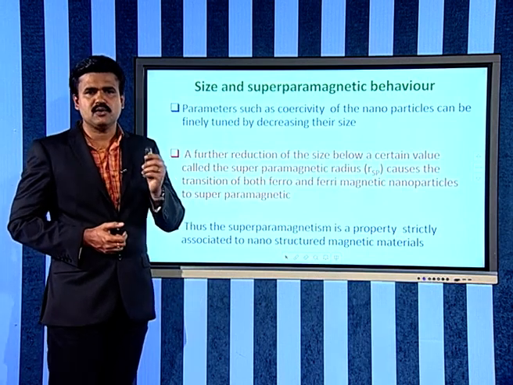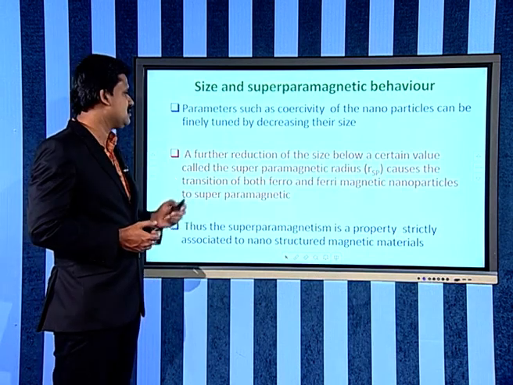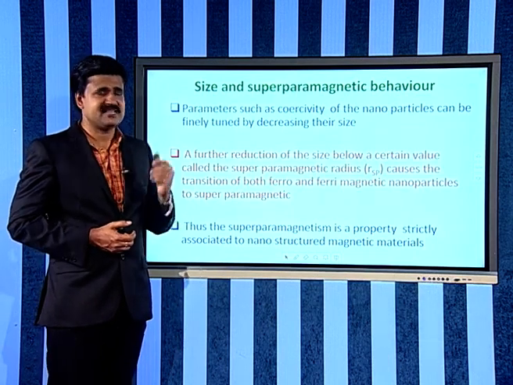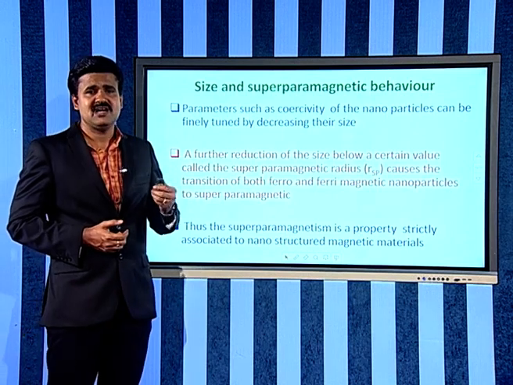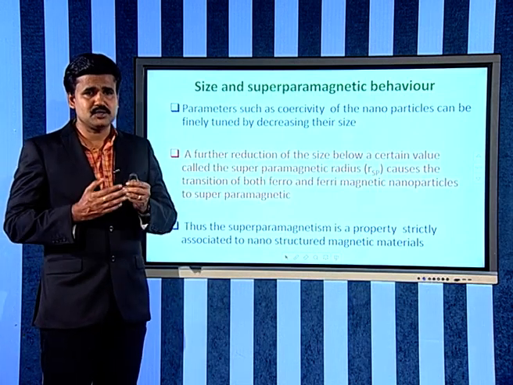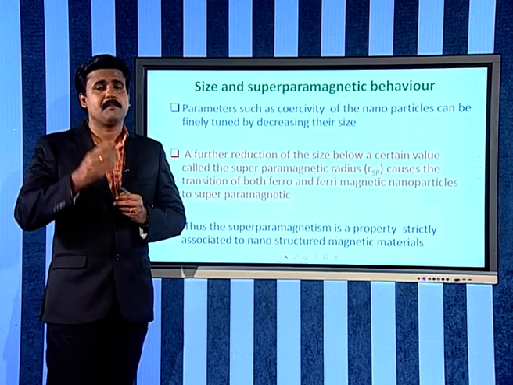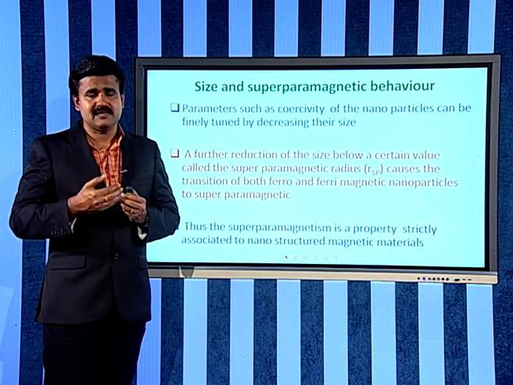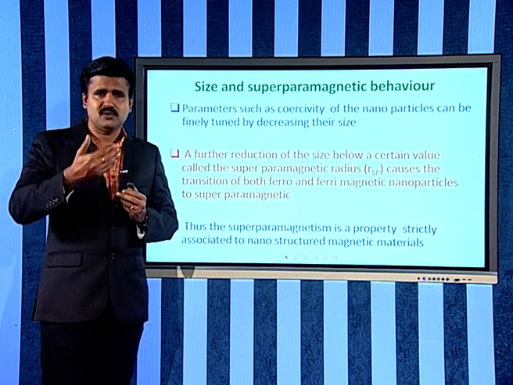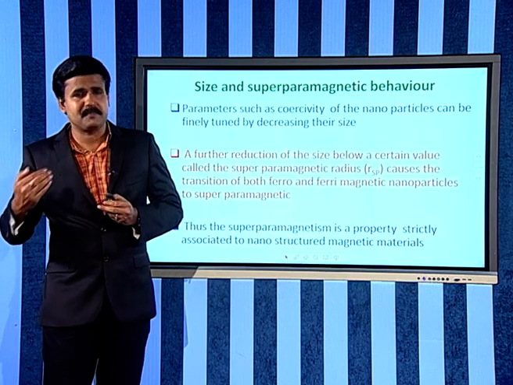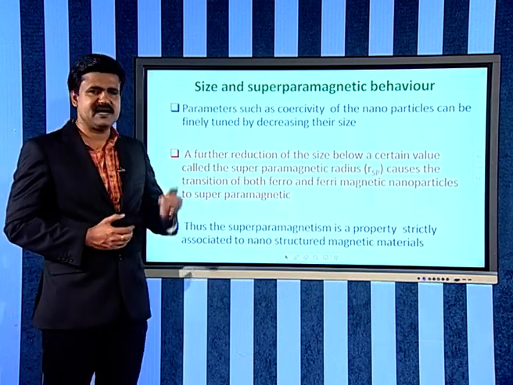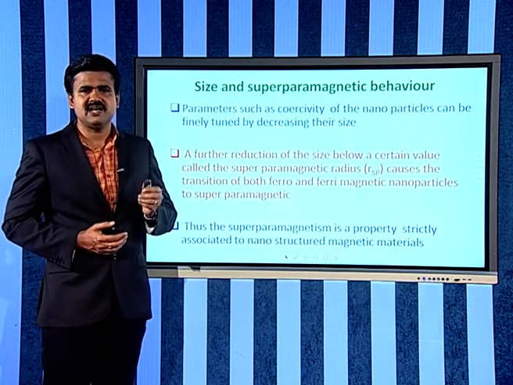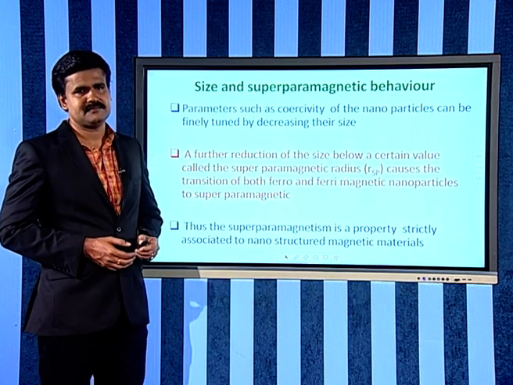A further reduction of the size below certain values called superparamagnetic radius, notated as RSP, causes the transition of both the ferro and ferrimagnetic nanoparticle to superparamagnetic. That is, by changing the size or radius, we can convert ferro or ferrimagnetic materials to superparamagnetic. Thus, superparamagnetism is a property strictly associated to nano-structured magnetic materials.